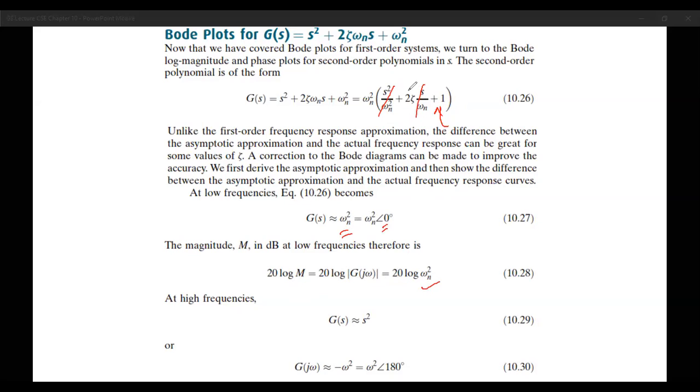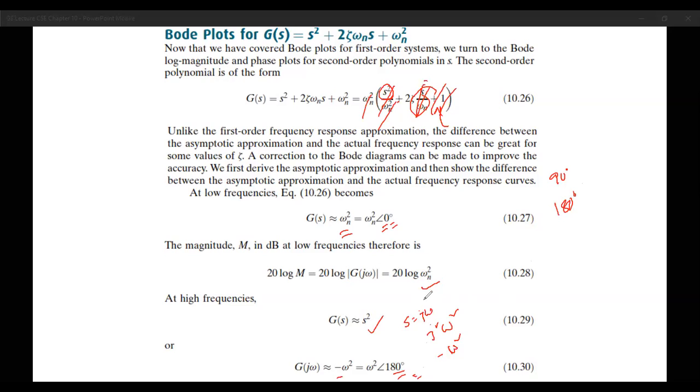But at high frequency, what will happen? At high frequency, s square will be dominant, so this term will vanish. Omega n square gets cancelled out, so our transfer function becomes G(s) approximately equal to s square. If you place s equal to j omega, you get j square omega square. j square is nothing but minus 1, so minus omega square. This is what we are going to get. So basically the angle is 180 degrees. As you can see, the total angle contribution starting from 0 goes up to 180 degrees. Previously for first order, the angle contribution was 90 degrees. Now for second order, it is just double.